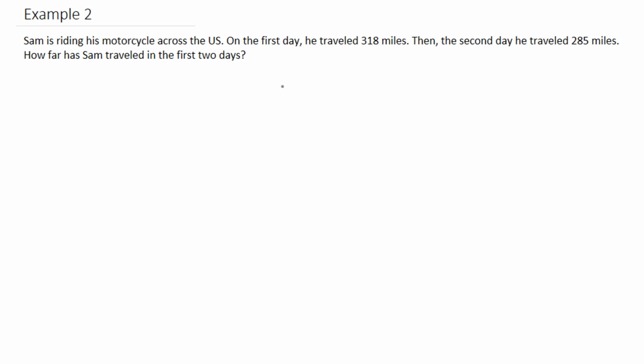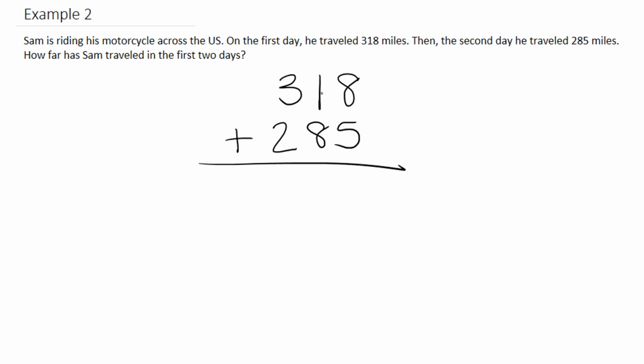So let's go ahead and write these out. And let's line up the place values. So we have 318 and 285. So we have the 1s on top of the 1s, the 10s on top of the 10s here, and then the hundreds on top of the hundreds. So let's start with the 1s. We start with the right, move to the left. So 8 plus 5 is 13. So we just put the 3 below, and we're going to carry that 1 as it represents a whole 10. So we put that in the 10s spot.